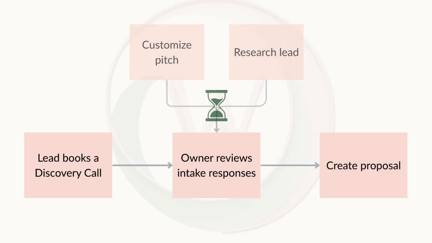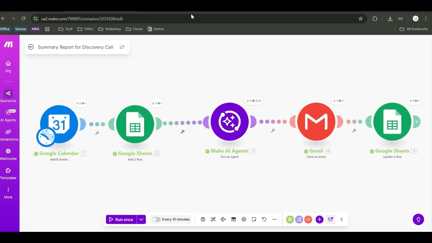Now, the time saving opportunity is where you have to now take in all the information that they've given you, do a little bit of background research to see what their business is about, this and that, and maybe you create a proposal. And that can take anywhere from 30 minutes to an hour, depending on how detailed you're looking to be. So, the goal of this automation is to streamline that process.